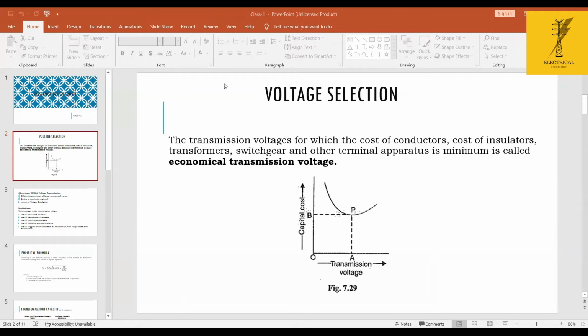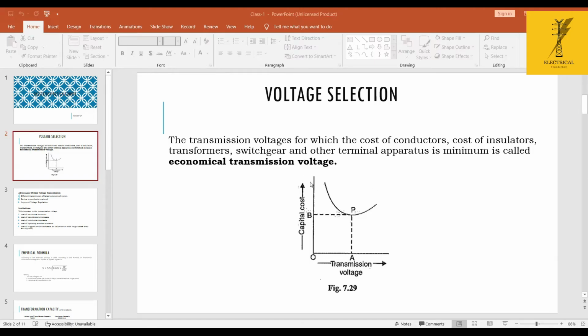So, voltage selection. The transmission voltage for which the cost of the conductors, insulators, transformers, switchgear, and other terminal apparatus is minimum is called the economical transmission voltage. What it's saying, I will explain with an example. Give me a little time to do this activity.